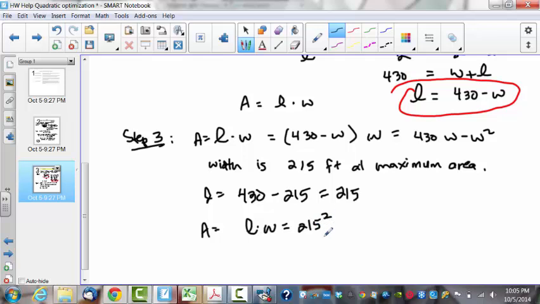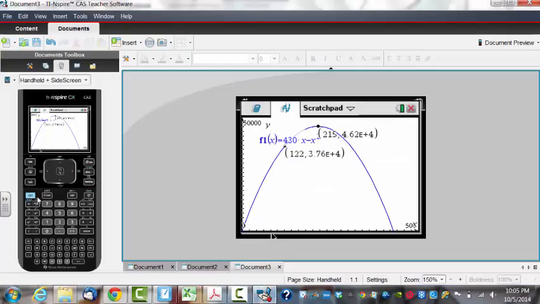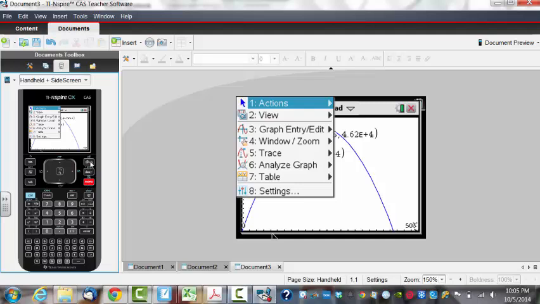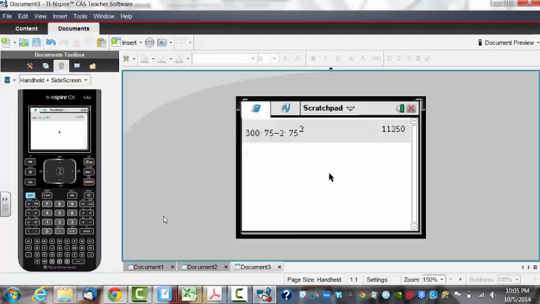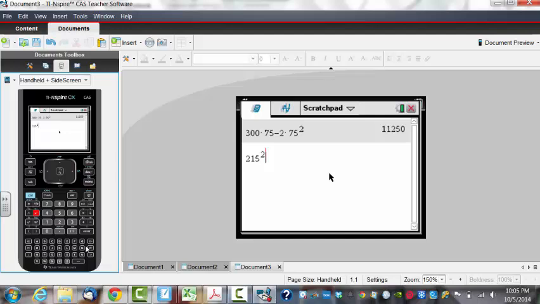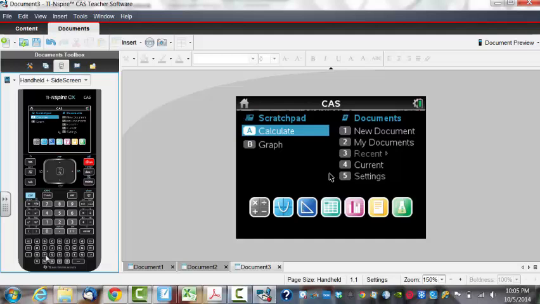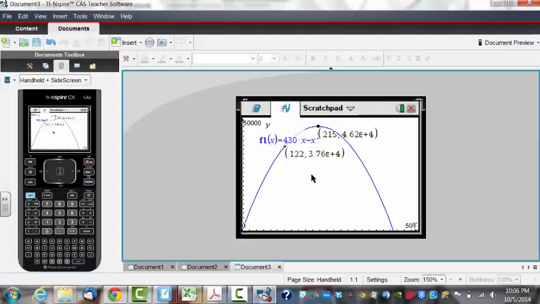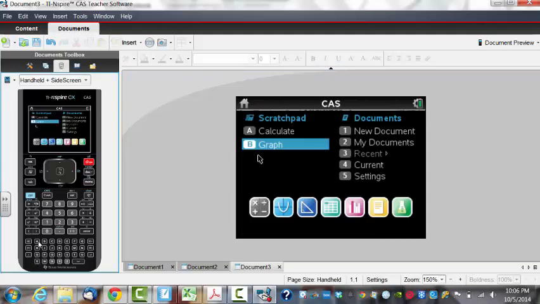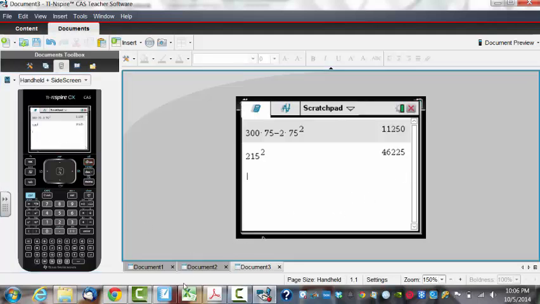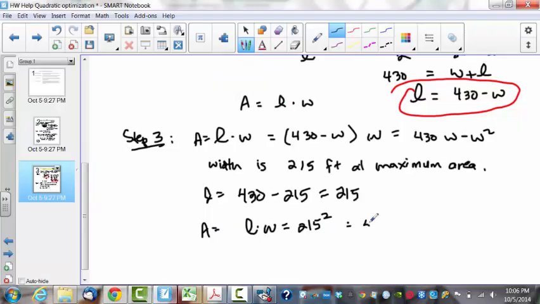And that's 215 squared. And if we calculate 215 squared, that's equal to 46,225. So let's see if that jives with what we got here. 46, that doesn't. Oh, yes, it does right here. 46,200, and then it rounded again to the nearest hundreds. So again, it was 46,225 feet squared.